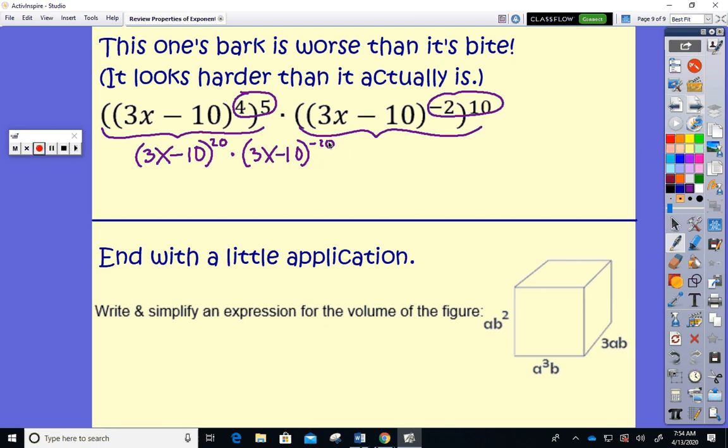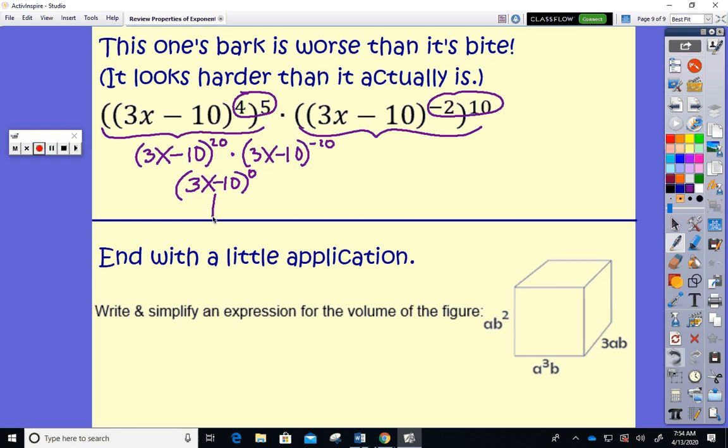Now you've got like bases. So the base stays the same, and you simply add exponents because it's a multiply problem. Well, 20 plus a negative 20 is 0. And you know anything to the 0 is 1. So this one's bark looked worse than its bite because it wasn't as hard as it looked.